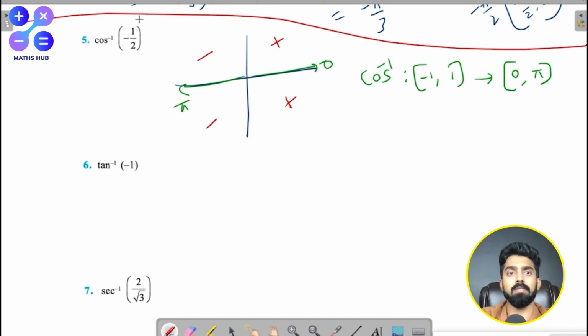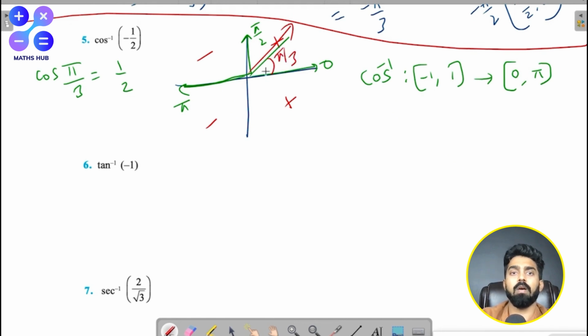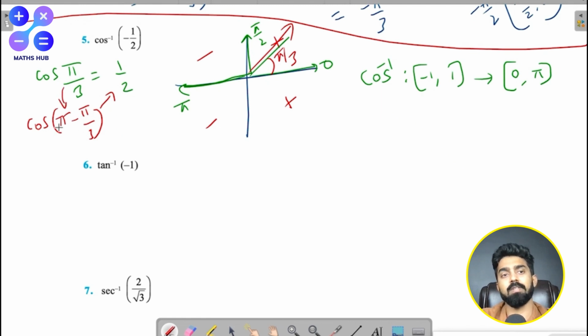Since our value here is negative, we need to find an angle between pi by 2 and pi. Now we know that cos pi by 3 is half. So pi by 3 is somewhere over here. Now we know from the ideas of trigonometry that angles which sum to pi, right? So cos of pi minus pi by 3 will have the same absolute value as cos pi by 3.